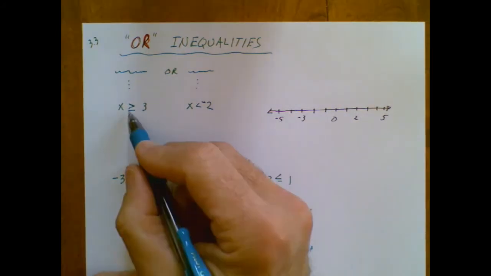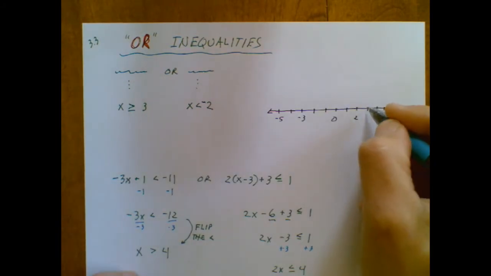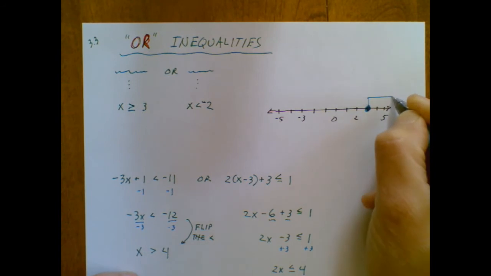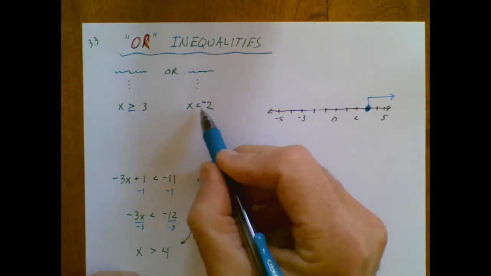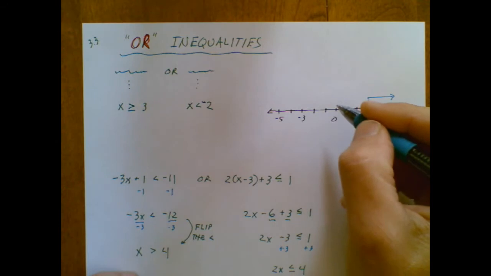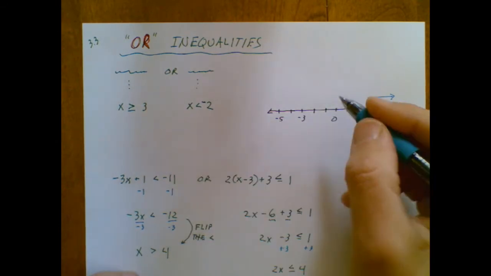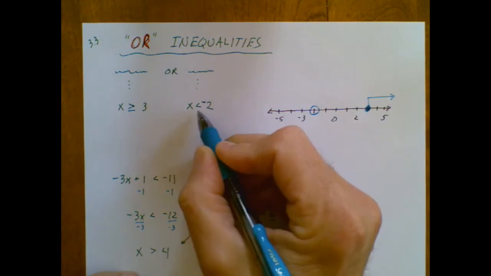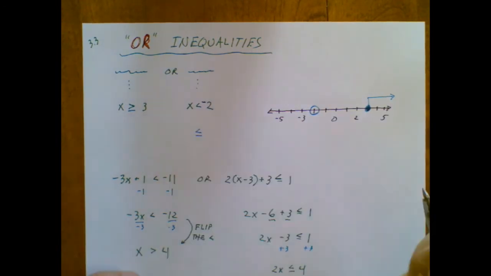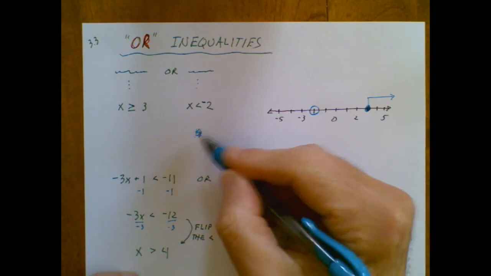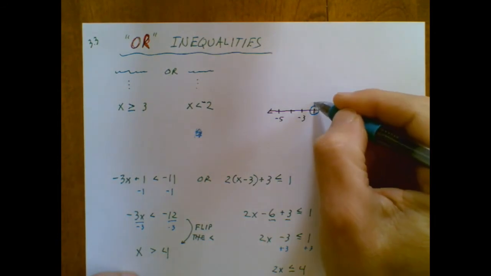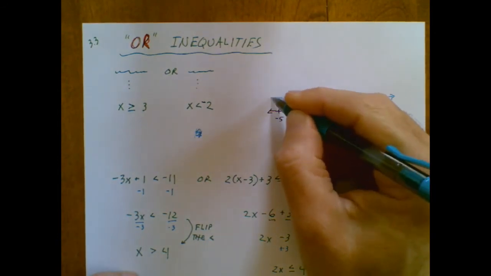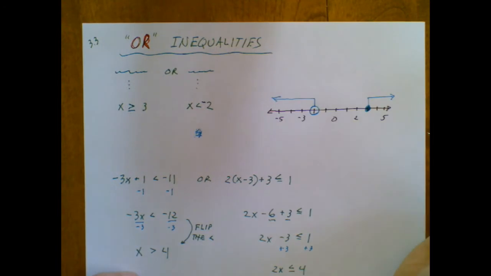So I would say, hey, x is greater than or equal to 3, closed circle, and shade to the greater. X is less than negative 2. This is a less than, so I will do an open circle because there's no bar underneath there. And since it's less, I shade to the left.